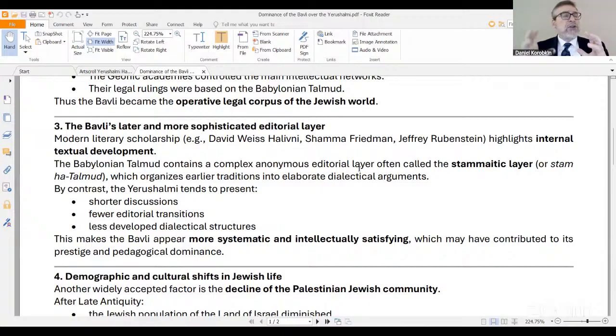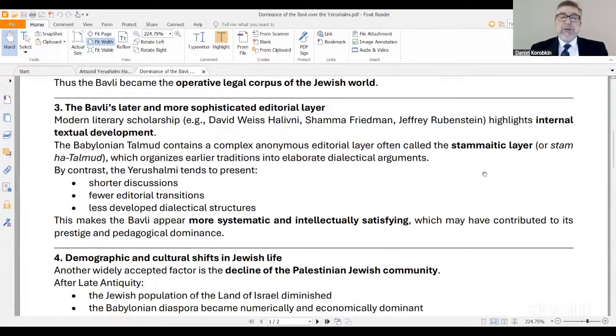There's a textual flow within the Talmud Bavli that is more sophisticated than the textual flow of the Talmud Yerushalmi, which organizes earlier traditions into elaborate dialectical arguments. By contrast, the Yerushalmi tends to present shorter discussions, fewer editorial transitions, less developed dialectical structures. This makes the Bavli appear more systematic and intellectually satisfying, which may have contributed to its prestige and pedagogical dominance.